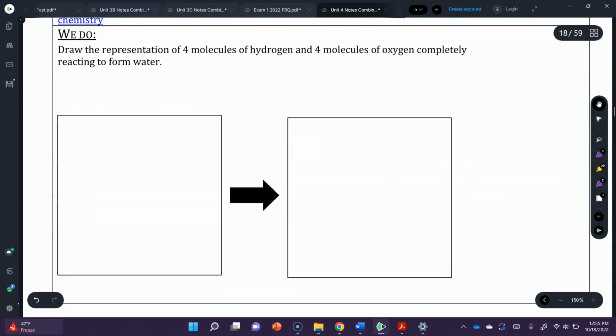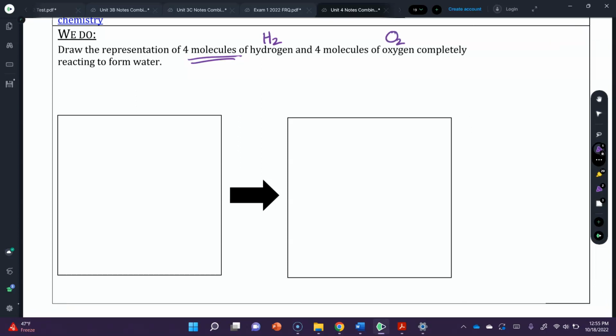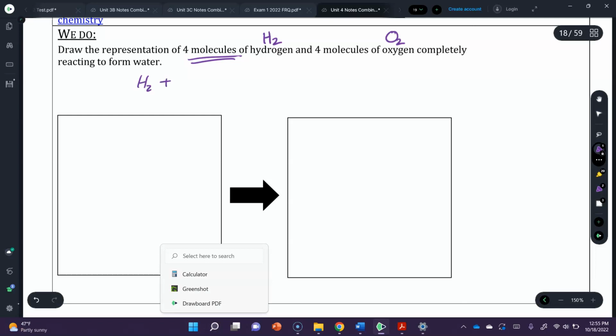So you are going to draw the representation of 4 molecules of hydrogen and 4 molecules of oxygen completely reacting to form water. It gives you a hint that these are molecules, so that means we are talking about the diatomic elements, H2 and O2. So you're going to have 4 sets of each of these. That means that you're going to have 8 total. So it will help if you first write a balanced chemical equation.